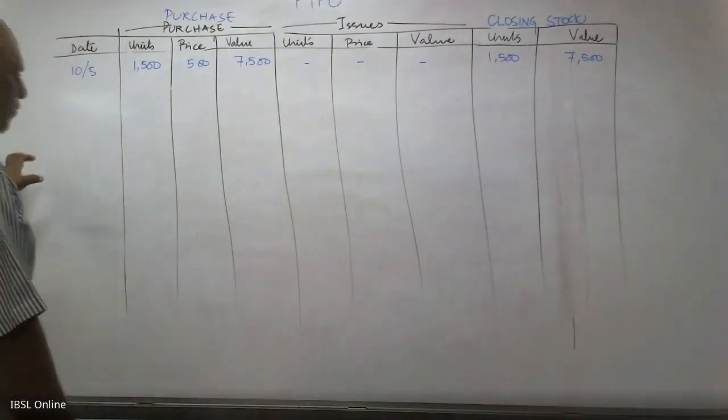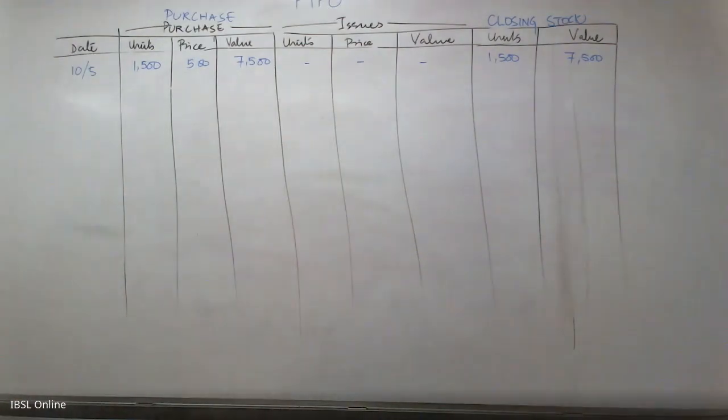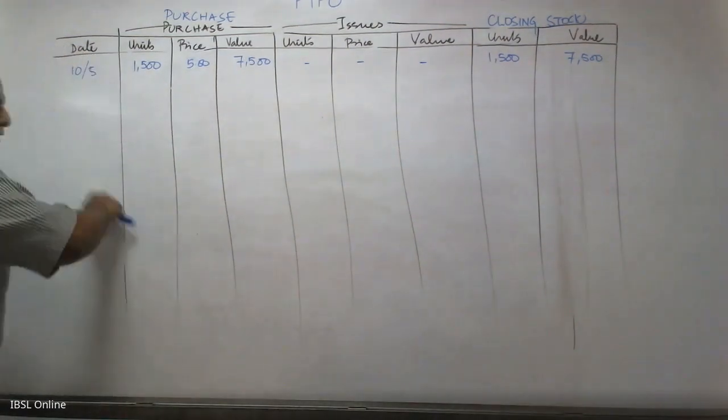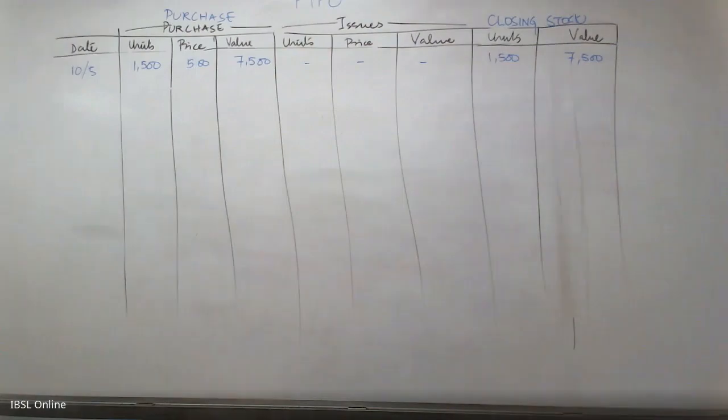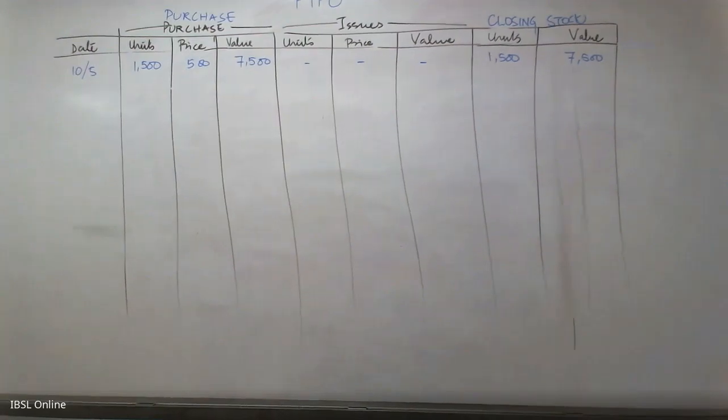You can't all of a sudden take the last one and sell it. That's wrong. So you have to always go by what has come first. From that only you have to sell also. So now in this question, you have something coming on the 10th of May and again on the 18th of June.